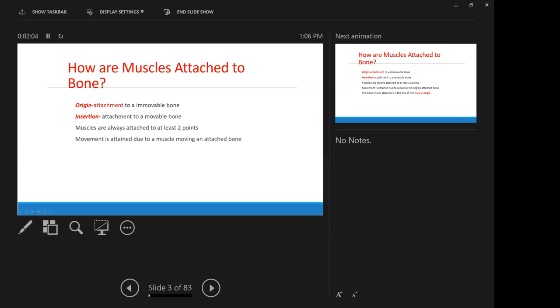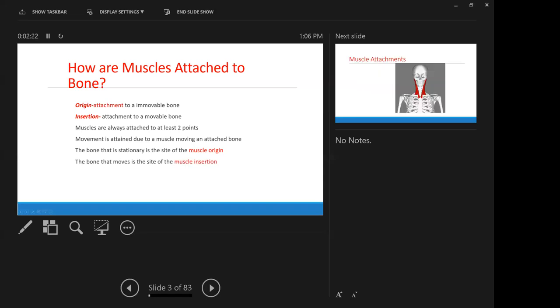We pull on the bone, and so the muscle has something to pull against. Because muscles contract, and they have to have something to attach to and pull against. So that's what they do. Again, the bone that doesn't move is the origin. The bone that does move is the insertion.